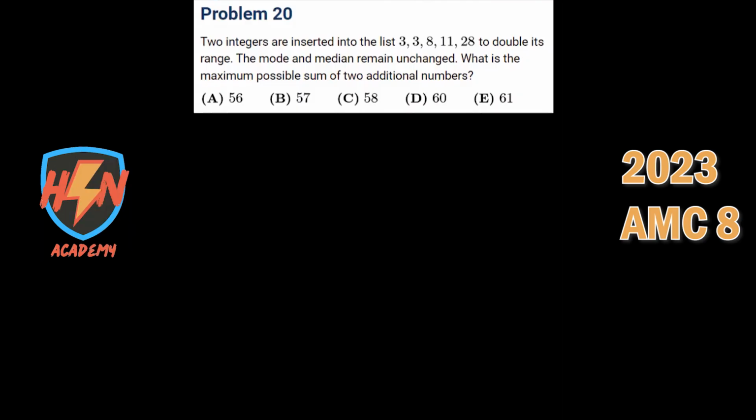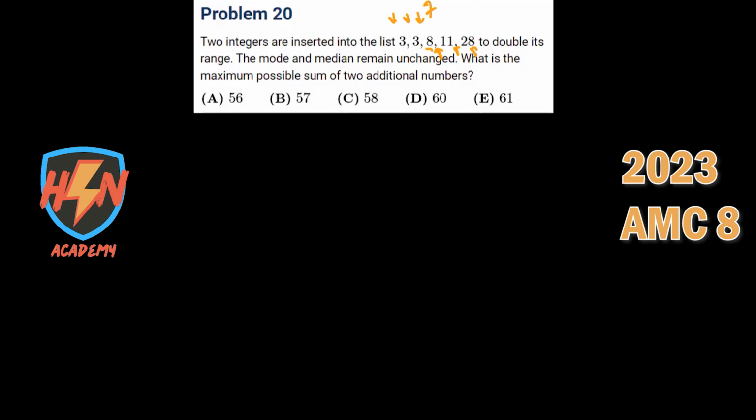In this problem, they're inserting two numbers into this list so that the median does not change. So the median is 8. That means they're inserting one number in the first half and the other number in the second half. The maximum number we can add to the first half is 7. We can't add 8 because that would change the mode. The mode still has to be 3. So the first number is 7.